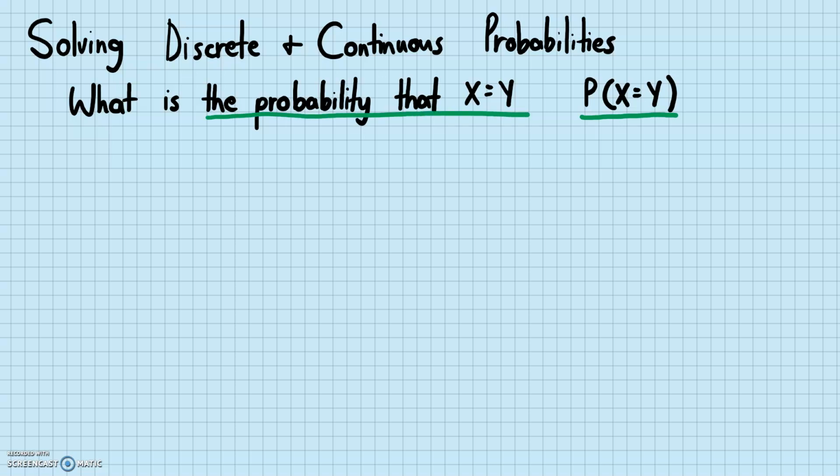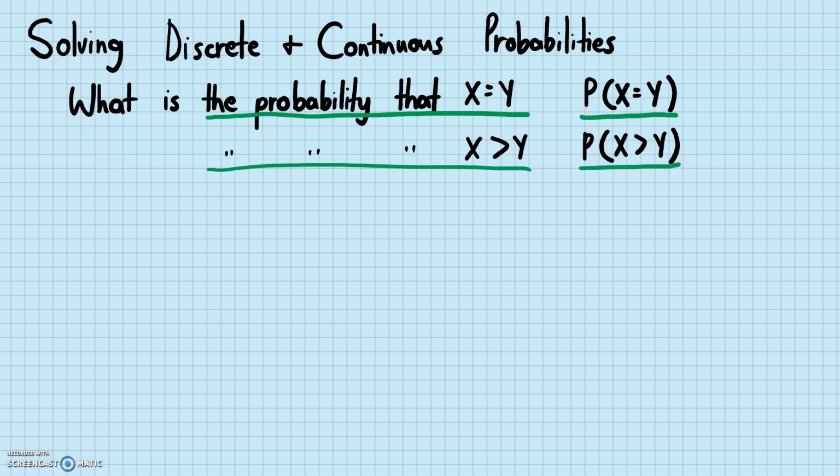And similarly, we can notate that the probability that x is greater than y can be written as the probability that x is greater than y. So instead of writing this whole sentence here, we just write this. And obviously this also works for less than or equal to or greater than or equal to. So how will this work in our normal probability question?